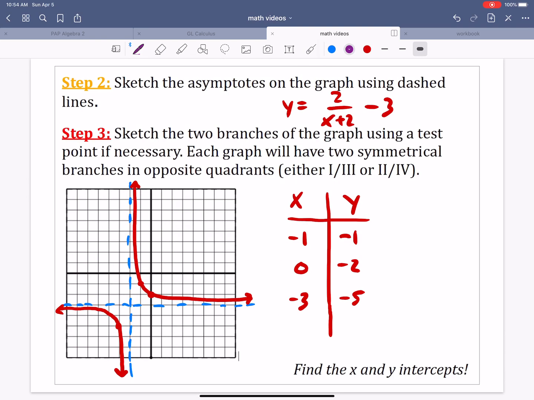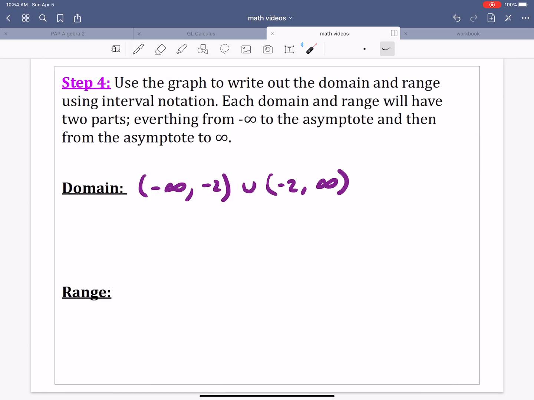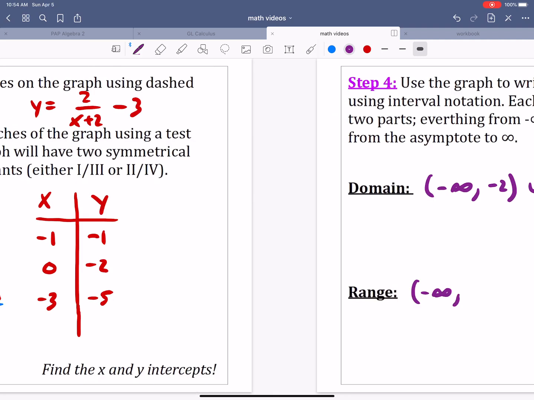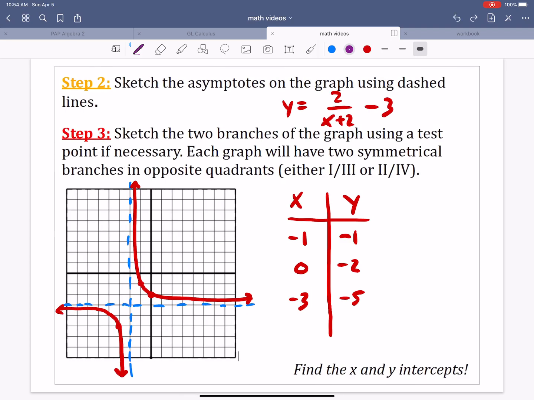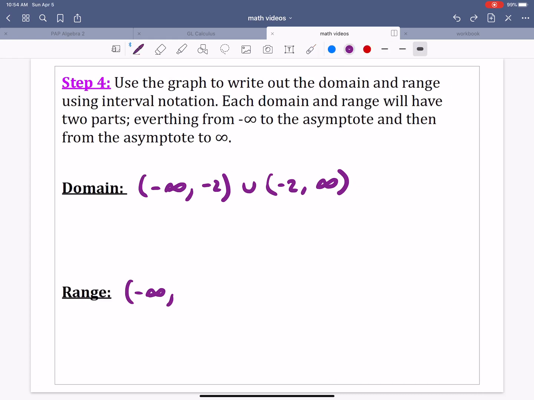Now, for the range of this graph, remember range goes from floor to ceiling. So we're going to go from the smallest y value to the maximum y value. Okay? So the range goes from -infinity all the way up to the one place where we have a problem, right here. That's y equals -3. So we go from -infinity to -3, and then from -3 to infinity. There's our domain and our range. Okay? So those 4 steps are how you're going to put it all together and graph a reciprocal function.